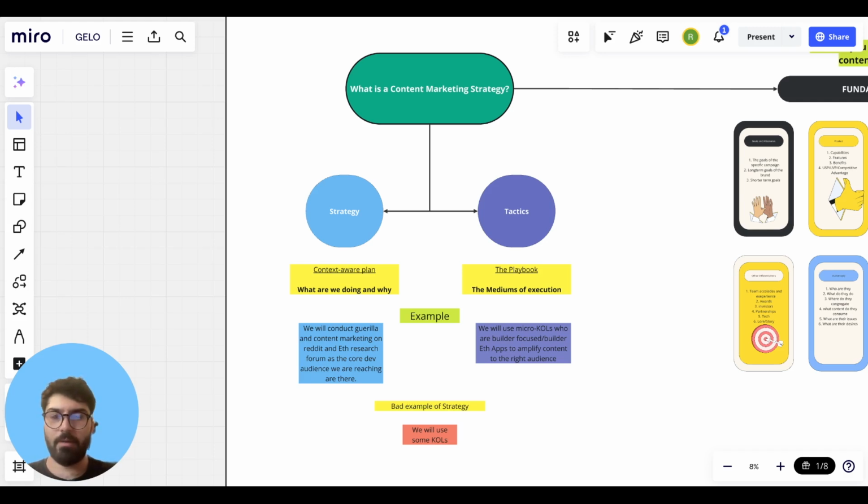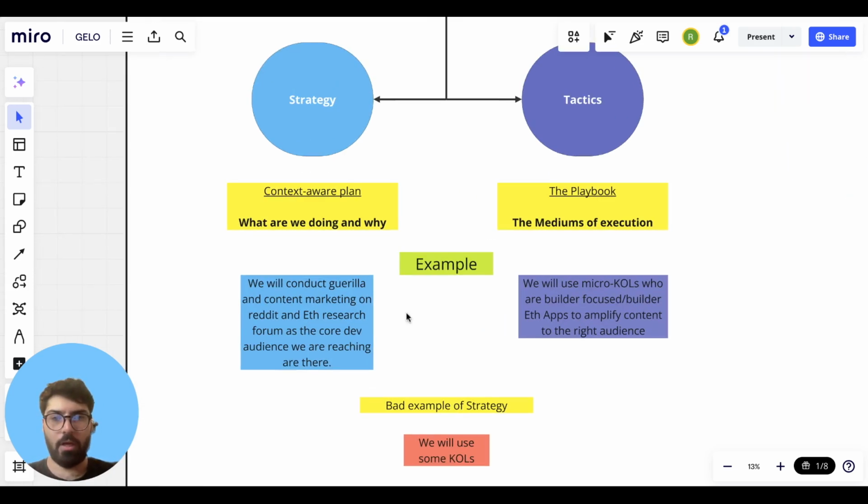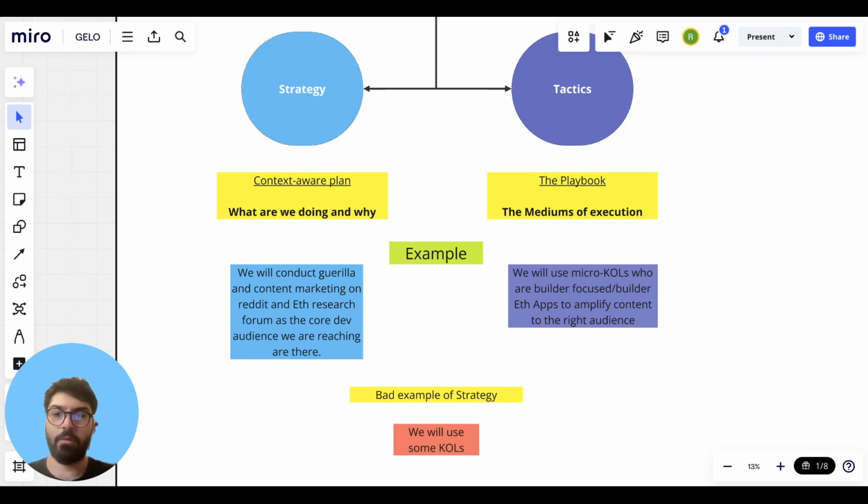So, what do we really mean by this? Well, we can look at an example here. Let's take the example of a team that's developing Ethereum developer tools, or developer tools for anyone building using Solidity or something like that. A good example of a strategy would be: we will conduct guerrilla and content marketing on Reddit and the ETH research forum, as the core dev audience we are reaching reside there. As you can see, we've outlined the methods of execution, but we've also put in wider context, so the channels, as to why we're going there, and obviously we're going there because the dev community is there.